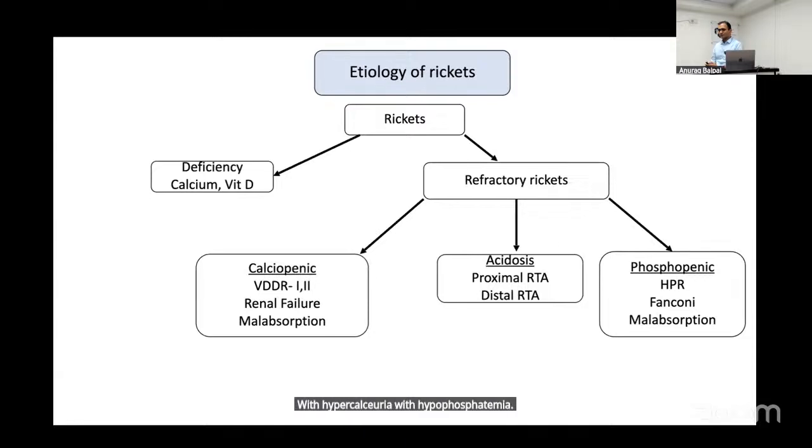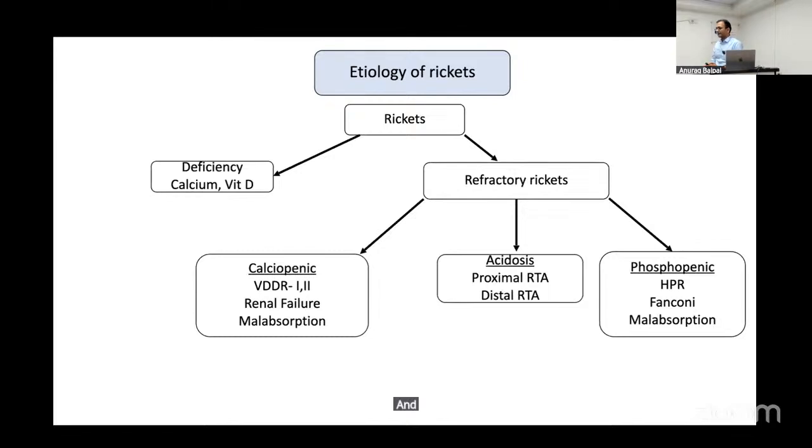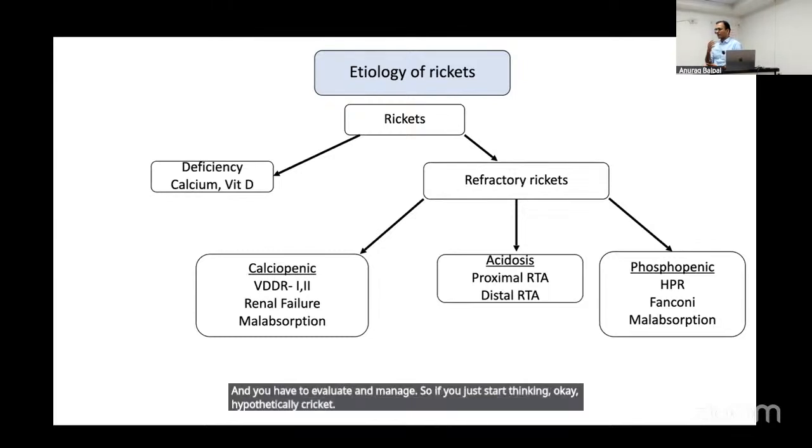So the first diagnosis, now let's come back to how the case presented to us. It was told to us that we have a case of hypophosphatemic rickets and we had to evaluate and manage it. If you just start saying okay, hypophosphatemic rickets, then you will stop there. But if you look at the child, you know very quickly this is not hypophosphatemic rickets by any chance. So this is clearly a case of distal RTA. Yeah, carry on.